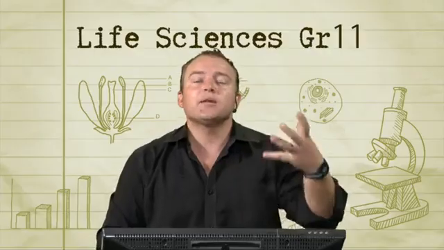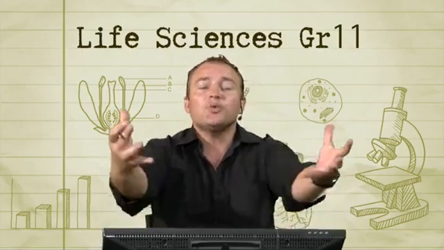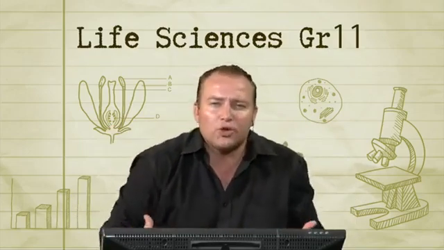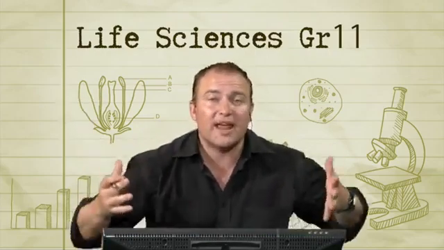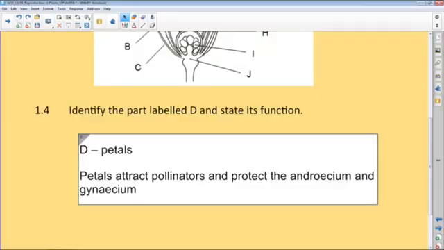They are the petals, right? And don't forget, what is the function of the petal? It is to attract. That's why we like them. They look beautiful. They're attractive. So they normally attract insects or animals. So they attract pollinators. Let's have a look. Okay, there it is, they are the petals. The petals attract pollinators and protect the androecium and the gynoecium.